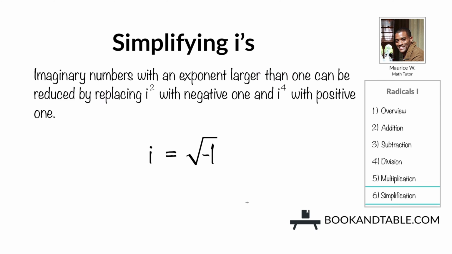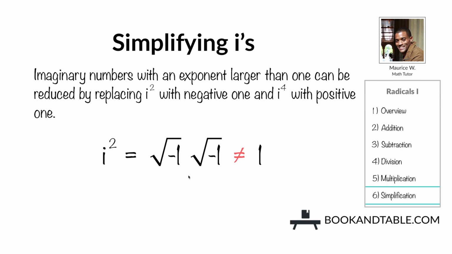Now let's dive into this concept further of simplifying imaginary units. Imaginary numbers with an exponent larger than 1 can be reduced by replacing i to the power of 2 with negative 1 and i to the power of 4 with positive 1. So we've established that we're using i, the imaginary unit, to help us deal with negative radicands. So i is equal to the square root of negative 1. i squared, any square root times itself, is simply the radicand, negative 1.